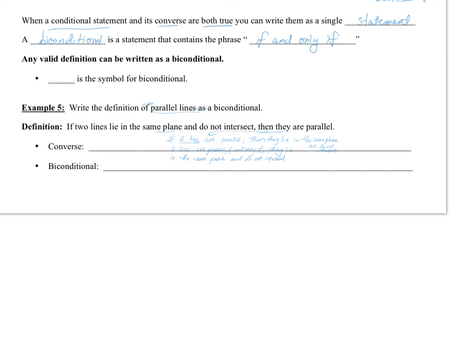So this lesson covers a lot of vocabulary terms that involve logical thinking, and in class we will continue the lesson.